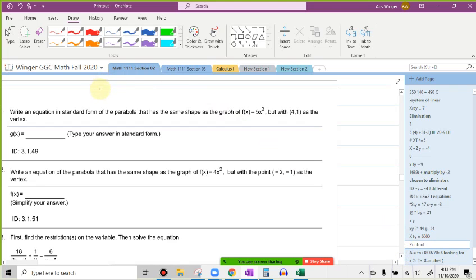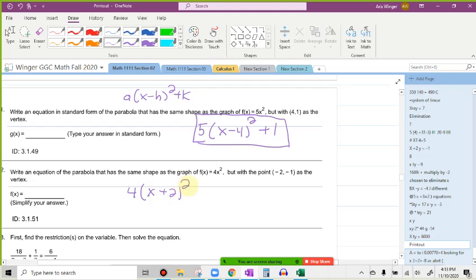Next two are similar. Write an equation in standard form. That means a times x minus h squared plus k. We're only testing whether we know the formula. I want it to be 5x squared, but I want to move it 4 to the right and 1 up. On the inside, it's the opposite. That's what they want. This one I want to move 2 to the left and 1 down. Straight up using the formula, reading it off. For the x coordinate, changing the sign, leaving the y coordinate the same.